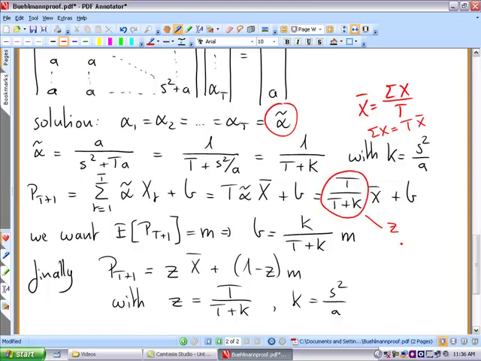We still need to determine b, and we'll do that by requesting that the unconditional expected value of our premium formula, without any experience, should be equal to m. So it's kind of an unbiasedness condition, and you get from that that b is 1 minus z times m, and that's the end of the proof.